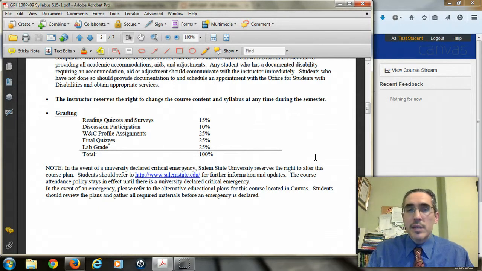Because it is a lab science course, you're also enrolled in a lab section, and so the final grade will consist 25% of that lab course as well, and 75% of this lecture course. So when the semester is over, your lab instructor will send me the grade, and then I will calculate the full grade at the end. So you do need to pass the lab course as well, which includes regular attendance.